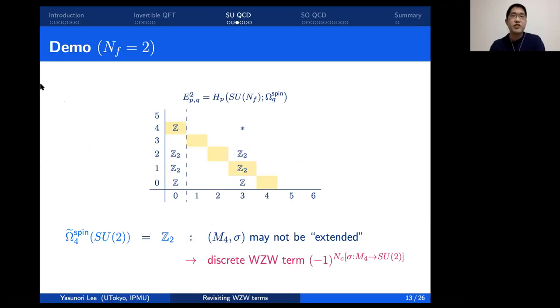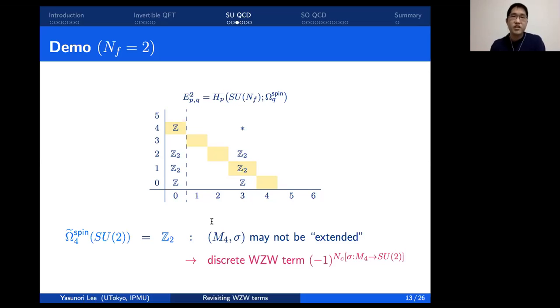So next, let's look at the N_F equals 2 case. Again, the relevant Bordism groups can be calculated from a similar looking diagram as before, but this time the result is rather different. The 4-dimensional Bordism group is not trivial. So this means that, as I said earlier, a generic M4 equipped with a generic sigma might not be able to be connected to another 4-manifold equipped with trivial sigma.